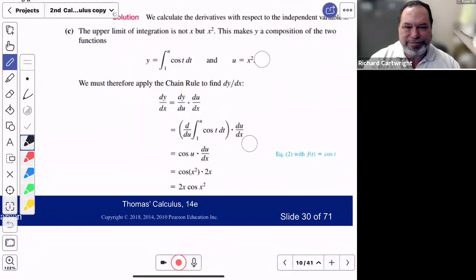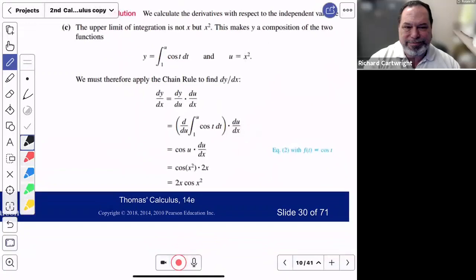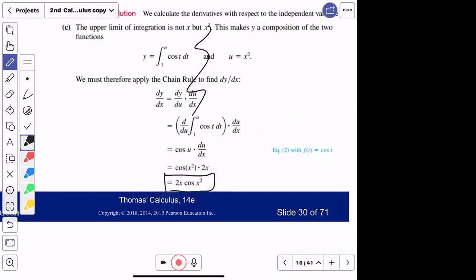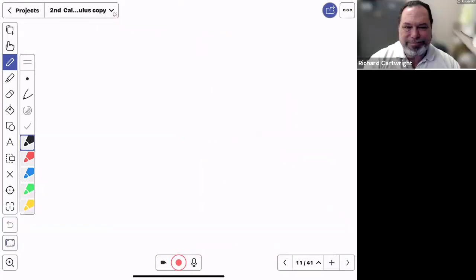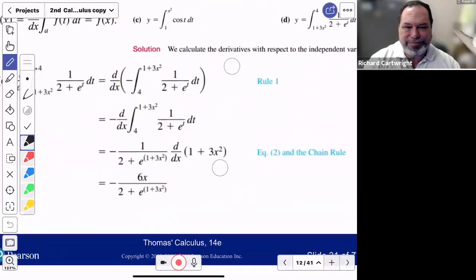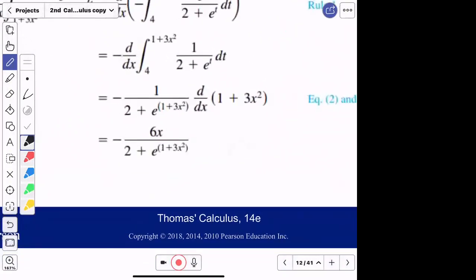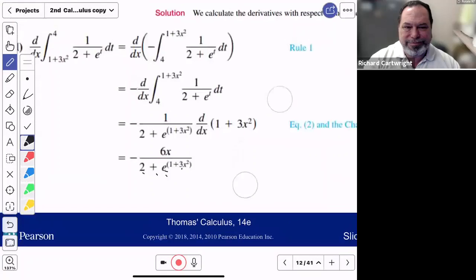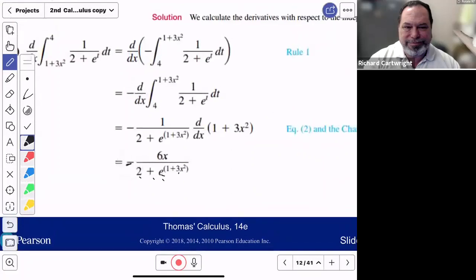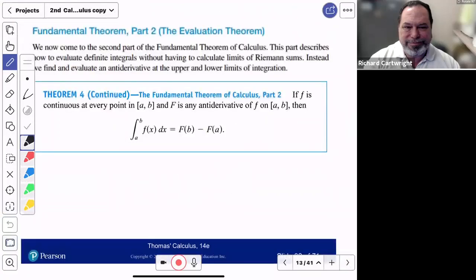Look at all that work they're doing. It pays to study and see what he's doing here. Did we get the same answer? Yes, sir. And the 4th one, where I was copying it wrong. Did we get the negative 6x over 2 plus e? Yes, we did. I hope I didn't lose the negative somewhere. I may have. Anyway, moving on.